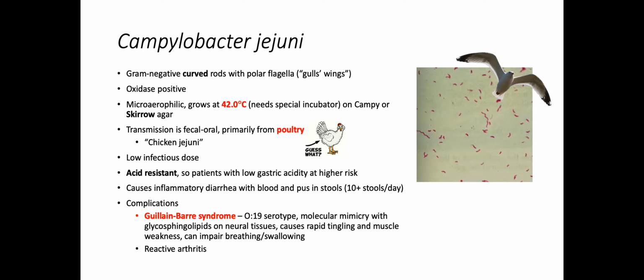So we have to think all the way back, oh goodness, to the beginning of the semester, to when we learned about Guillain-Barré, and even farther back to micro. It's got that molecular mimicry of the glycosphingolipids on neural tissues, which causes that rapid tingling and muscle weakness. And so remember, it goes from toes up, and it can impair breathing and swallowing. Also, Campylobacter jejuni can result in reactive arthritis.